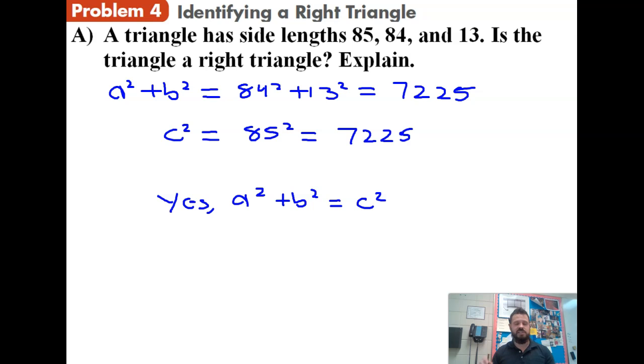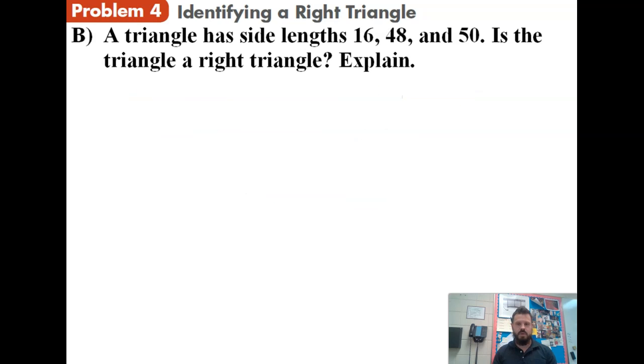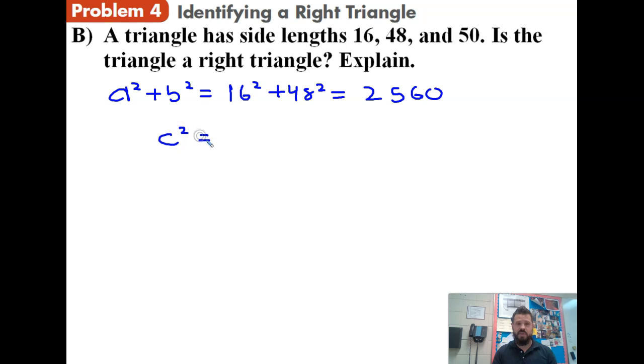All right, part B, same idea. Pause the video, give part B a shot, and then hit play to check your answer. So in part B, we'll look at a squared plus b squared again. That'll be my two shorter sides, 16 and 48. So 16 squared plus 48 squared. When I plug that in, I end up with 2,560. For a c squared then, that's going to be the longer side, the 50 squared, which is just 2,500.